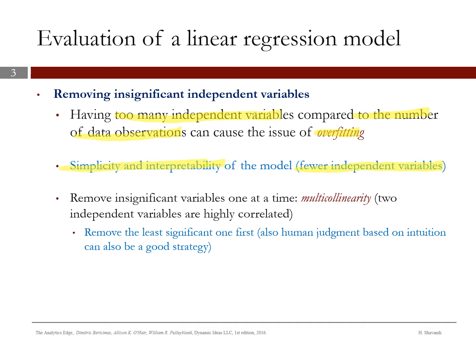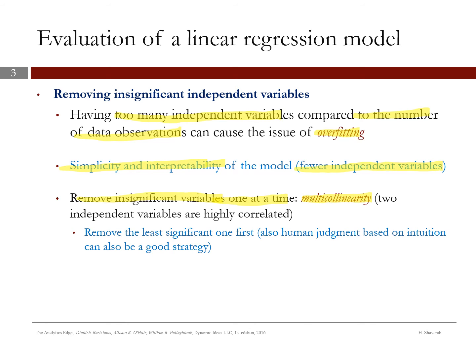When we need to remove insignificant variables, and if we have multiple insignificant variables, we should do this one at a time, because we may have the effect of multicollinearity. For example, let's say we have two independent variables that are highly correlated, then this correlation between these two independent variables will influence the significance of these variables, and we may see these two variables are insignificant.